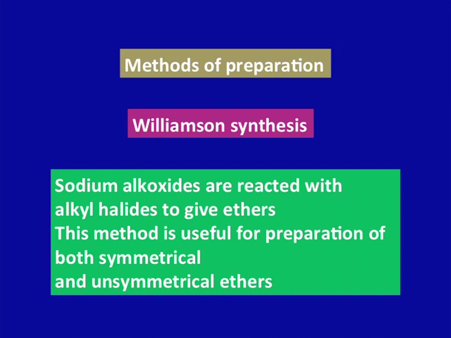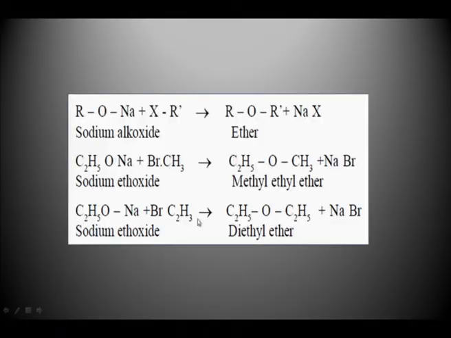So, when the sodium alkoxide ion is treated with alkyl halides, it gives ethers. Both symmetrical ethers and unsymmetrical ethers can be prepared by the Williamson synthesis. In the given example, sodium alkoxide is treated with the alkyl halide and it gives the ether moiety, where in place of the R group, if you take the alkyl group, that is the ethyl group.